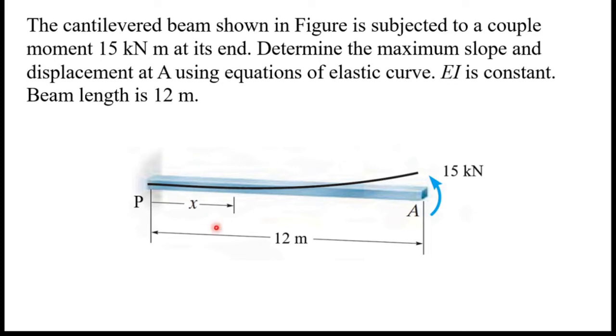You can see the figure below, and this is the length of 12 meters, and you can see a moment at A 15 kilonewton meters, and you can see X, and it is marked from point P to point A, and this black line is the deflected shape of this cantilever beam. And please keep in mind, this is a cantilevered beam, that means at P it is fixed.